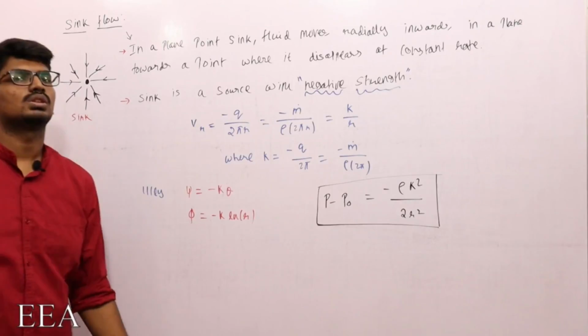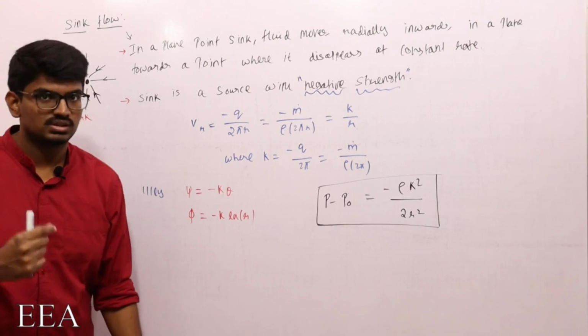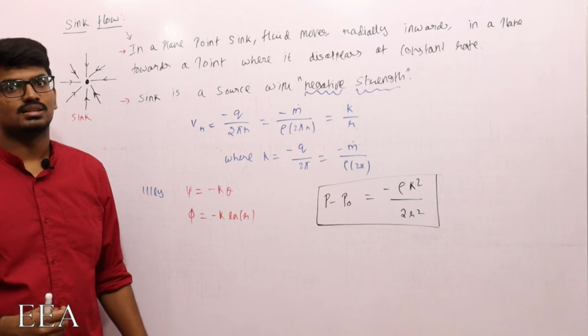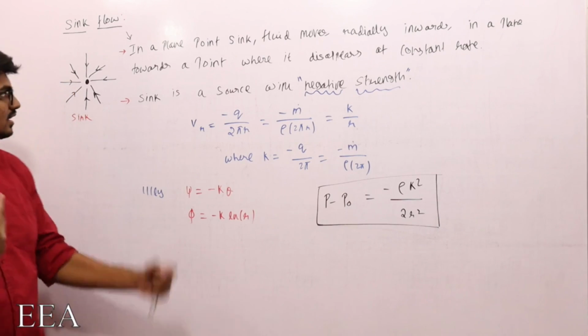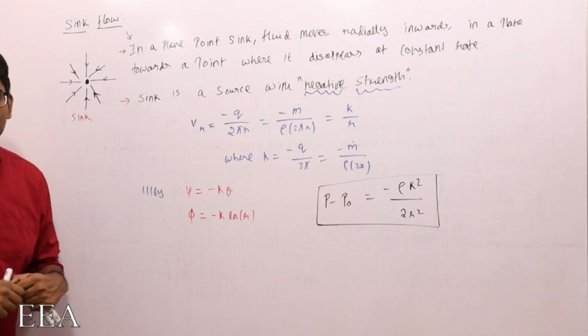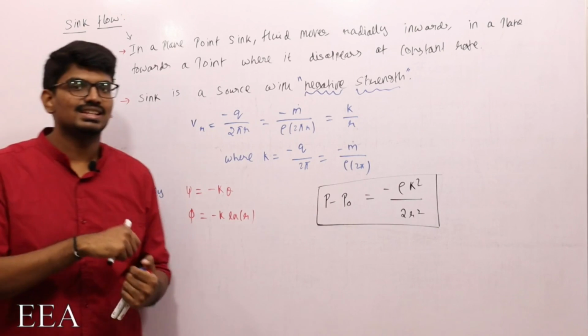So in this case also the pressure distribution and velocity distribution will look similar. As we are moving towards the center, velocity will increase and pressure will decrease. If I move towards the center point, velocity will increase, pressure will decrease. It is a similar type of pressure distribution as we saw in the case of source.